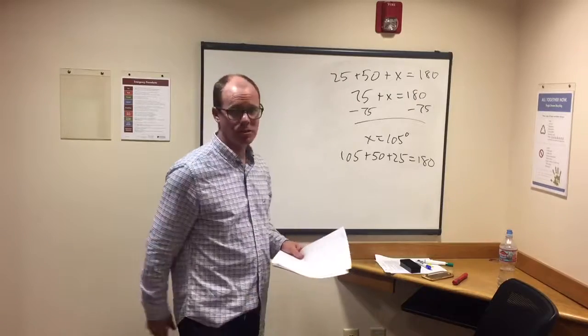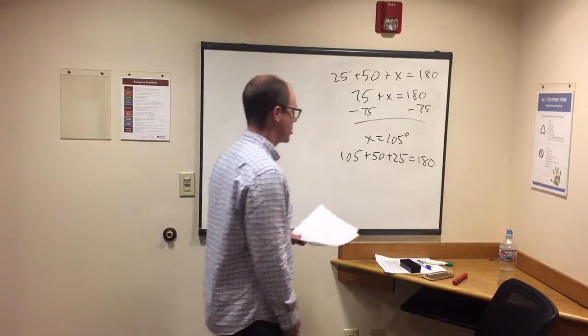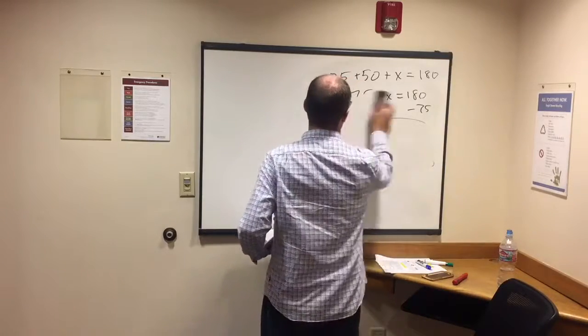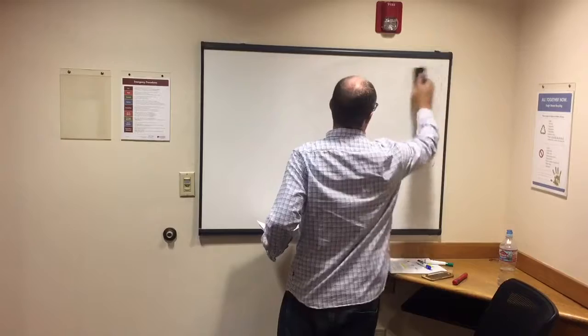That's a common one. They give you 2, you have to find the third one in a triangle, which always equals 180. Enter those 2 numbers, add them up, solve for x.